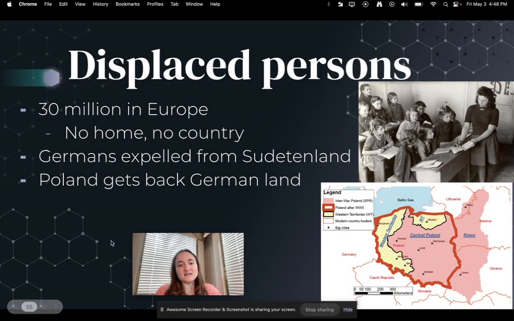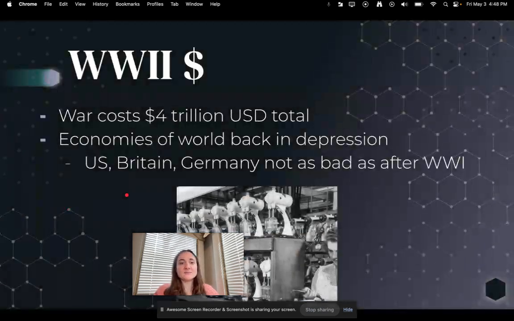There's also lots of displaced people. 30 million people in Europe were considered displaced, meaning they have no home, they have no country to go to. Germans that were expelled from the Sudetenland were one of them that didn't really have a home to go back to. Poland does get some of its German land back, so Poland does regain most of their land.